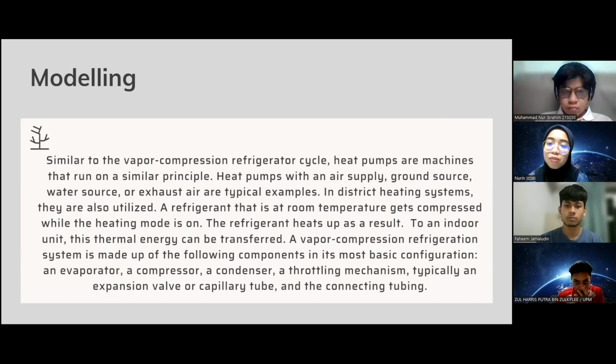And also a vapor compression refrigerating system is made up of the following components in its most basic configuration, which is an evaporator, a compressor, a condenser, and also a throttling mechanism that is typically an expansion valve or capillary tube, which we call the connecting tubing. Next.